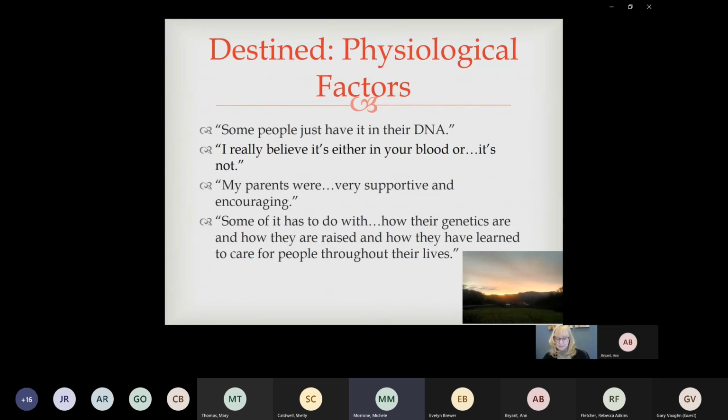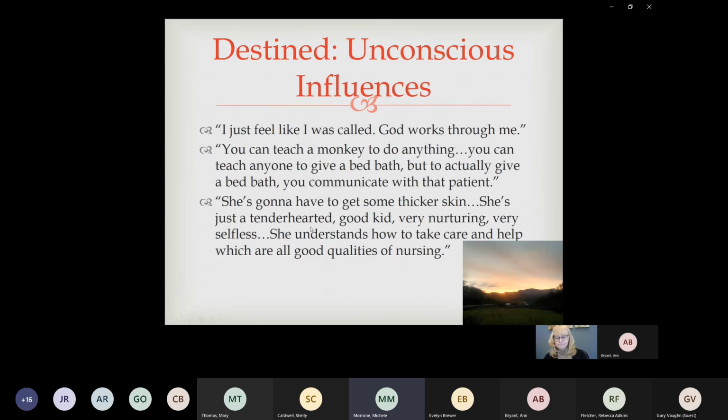Even though there were limitations, my parents were very supportive and encouraging, but at the same time, they didn't really understand. Other participants combined those perspectives. Some of it has to do with how their genetics are and how they're raised and how they have learned to care for people throughout their lives.